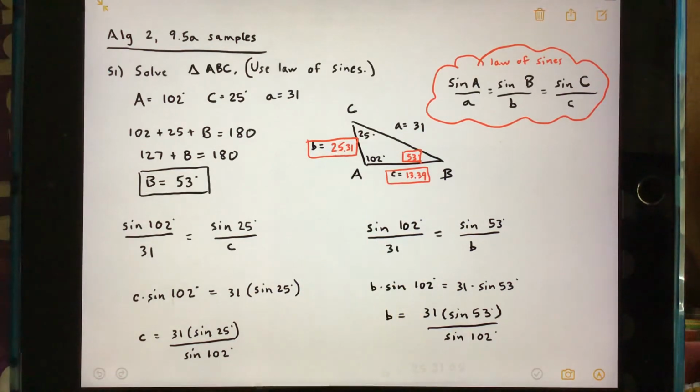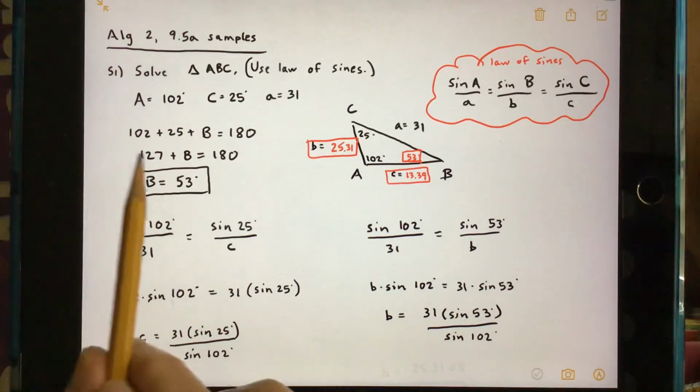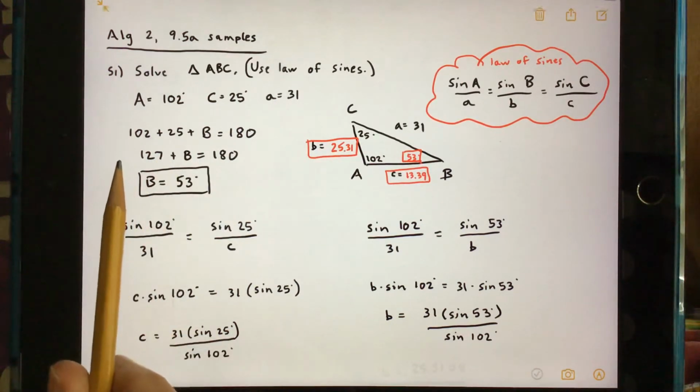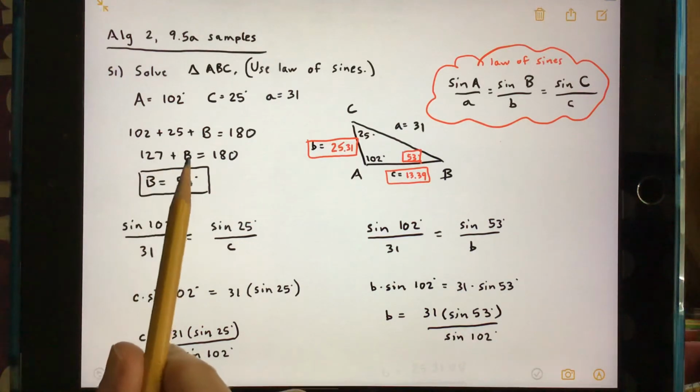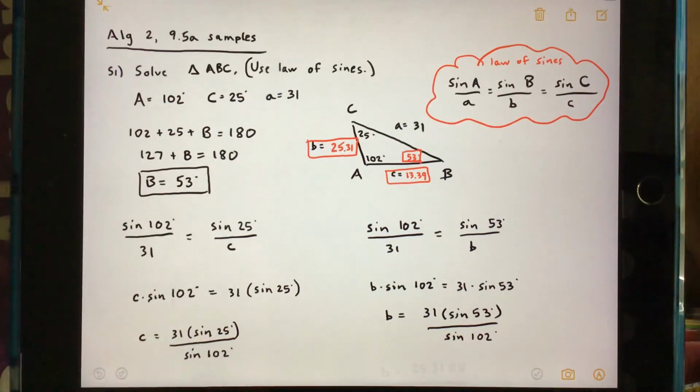Because we are given two angles in this triangle, we can easily figure out the third angle by remembering that all three angles in a triangle do add to 180, and that's what I'm showing here. The two known angles, 102 and 25, plus the unknown angle B will sum to 180. And then I simply solve that equation for B. 102 plus 25 is 127, so 127 plus B is 180. Subtracting 127 on both sides gives me a value of the missing angle B at 53 degrees. So I wrote it here, boxed it up. I also wrote it in the triangle just for reference, because I'll be needing to use that information in a moment as I use the law of sines.